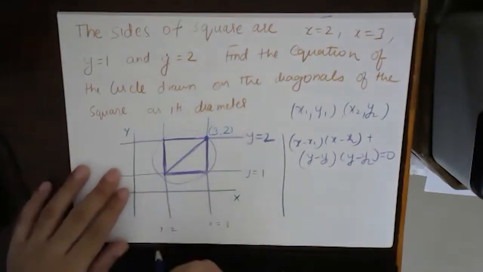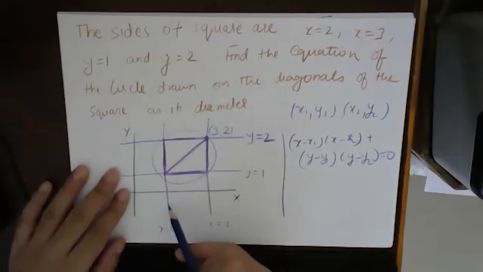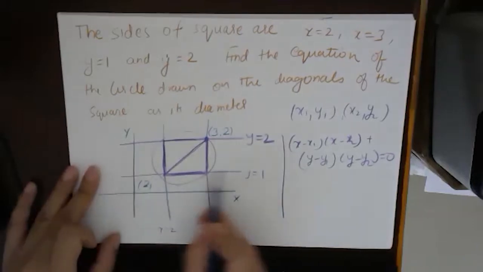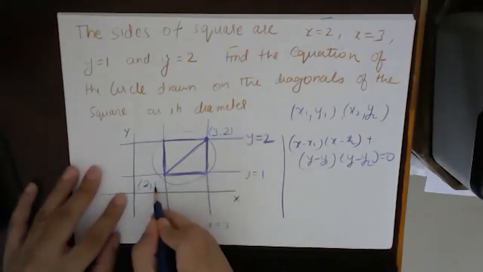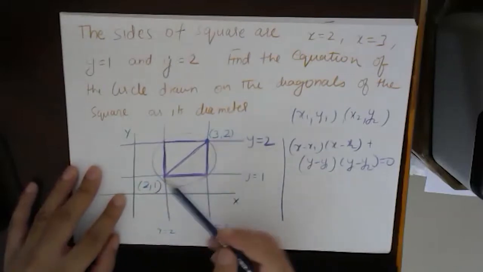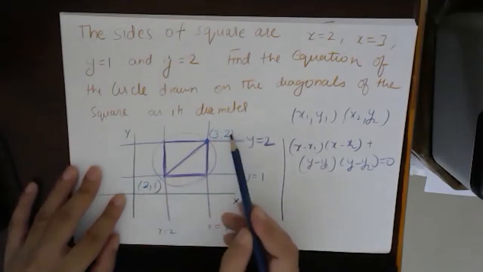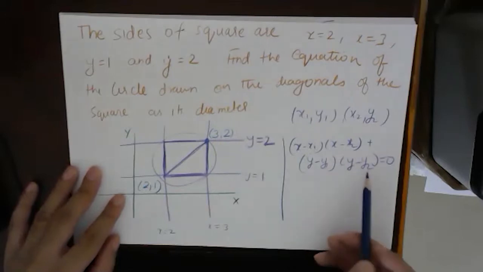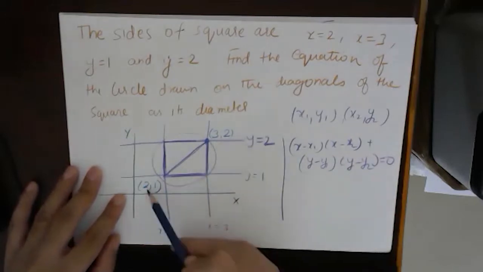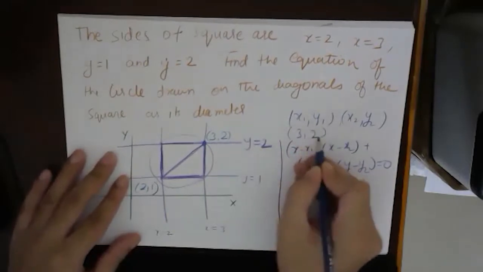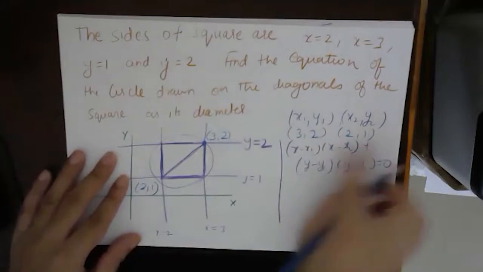Let's look at this one. Any point on this line will have x coordinate 2, and any point on this line will have y coordinate 1. So the extremes are (2, 1) and (3, 2). Instead of x1, y1 and x2, y2, I will substitute (3, 2) and (2, 1). So these will be my two extremes.